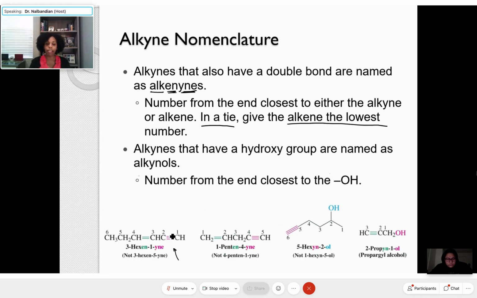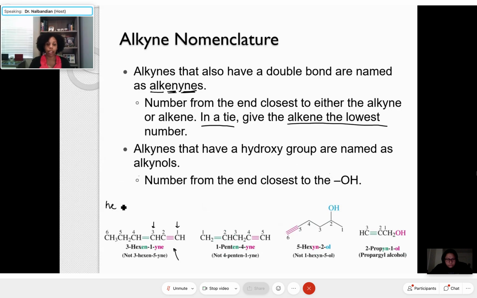This first one, we have 6 carbons. Which end do we number from? We number it from this end because it gets us to an alkyne as quickly as possible. Either the alkene or the alkyne, as quickly as possible. So this would be 3-hexene 1-yne. 3, because between carbon 3 and 4 we have the alkene, and between carbon 1 and 2 we have the alkyne. So 3-hexene 1-yne.